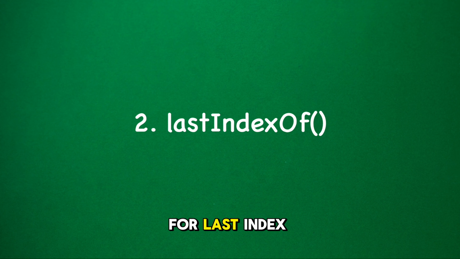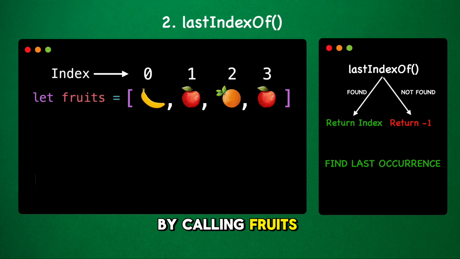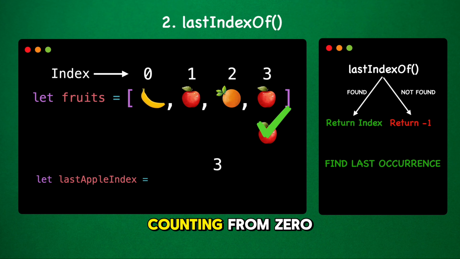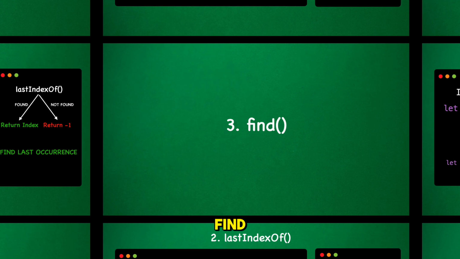That's a job for lastIndexOf. By calling fruits.lastIndexOf('apple'), we're asking JavaScript to find the last occurrence of apple in our array. And voila! It tells us that the last apple is at index 3, the 4th position, since we start counting from 0.